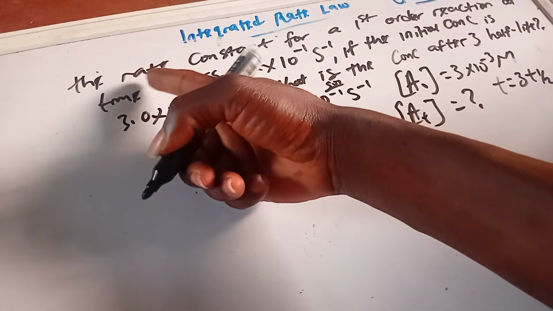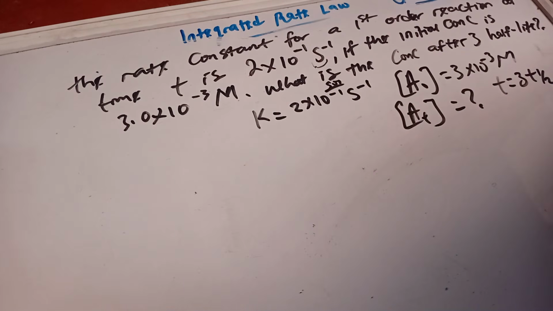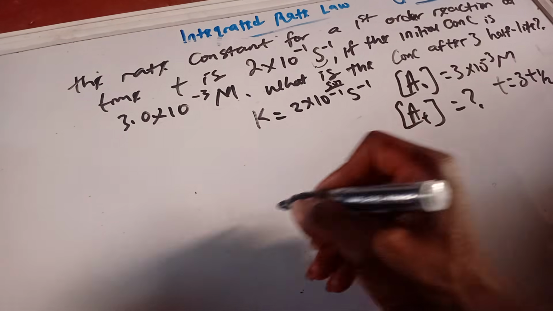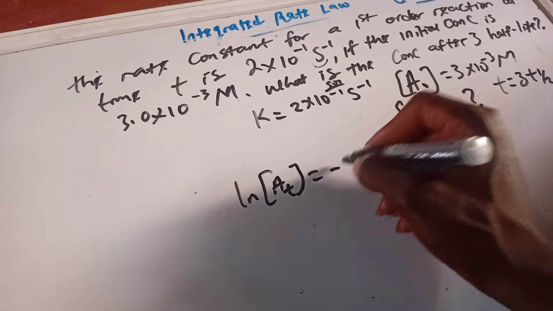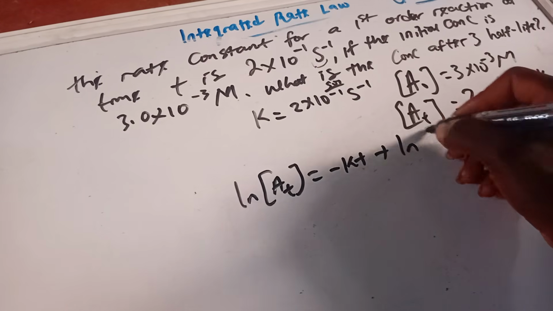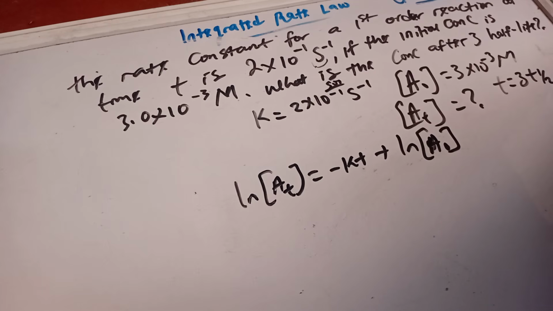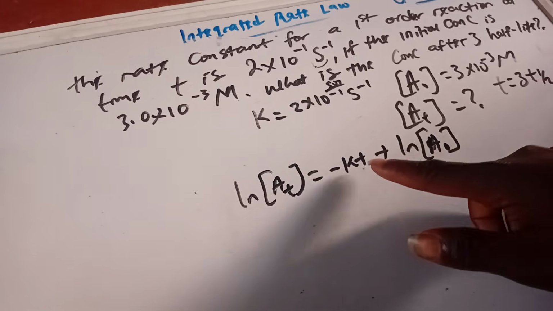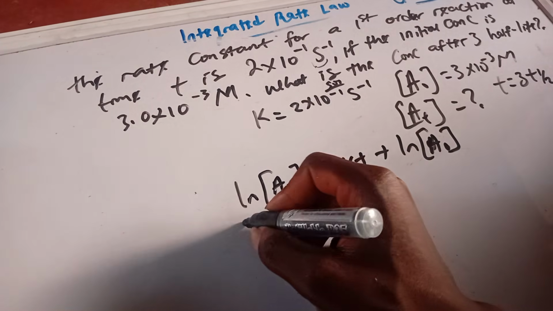Because this is first order, and even the unit of the rate constant lets me know that it is first order. Please, those units are traps, take note. So here we have ln At equals minus kt plus ln A naught. Are we together? We need to find our t. Let's write it first.